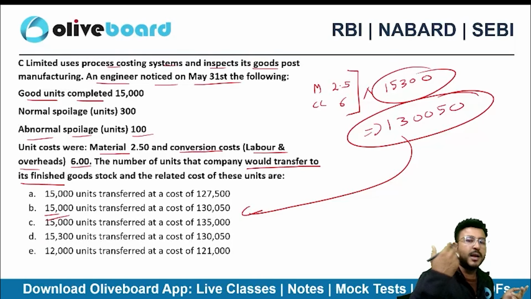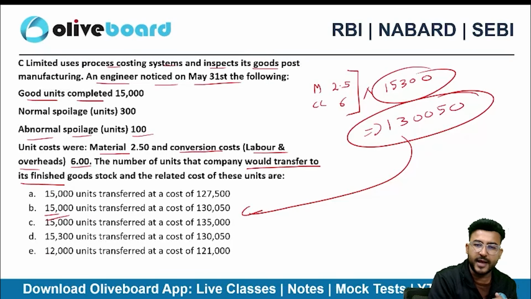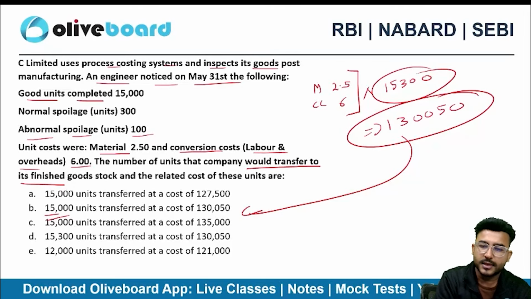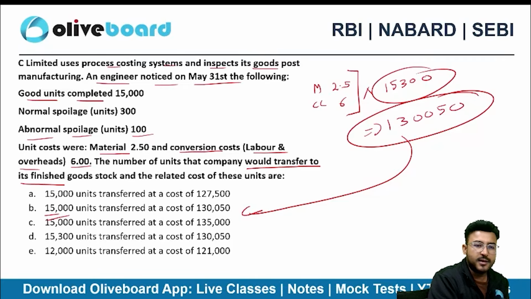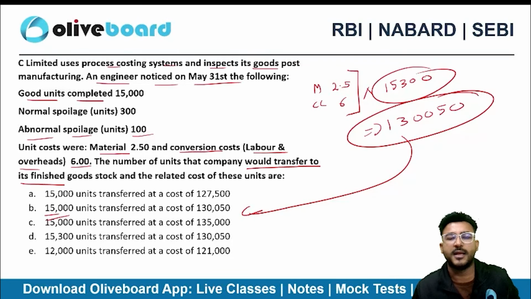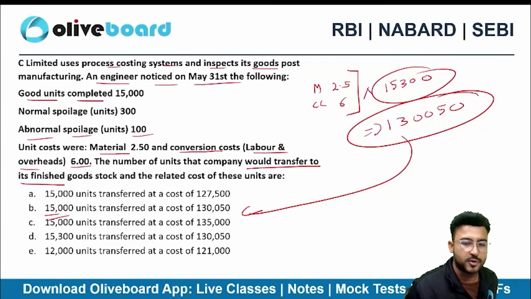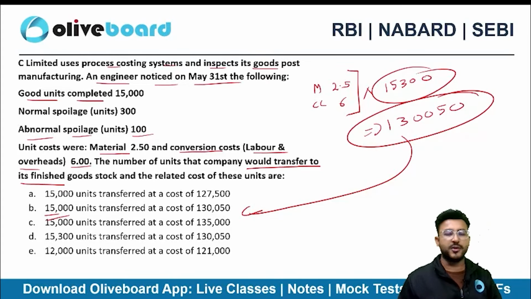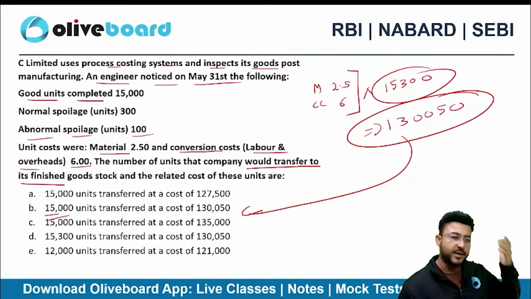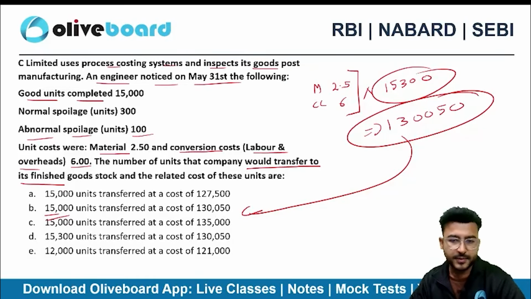So when I'm multiplying, I'll be considering the normal loss units as well. Why? Because I have incurred expenditure on those too. Now, why are you not considering the abnormal loss, sir? It will directly go to costing P&L. I can't include it in the per unit cost. I can't increase the per unit cost because of the abnormal loss, but normal loss I need to consider.